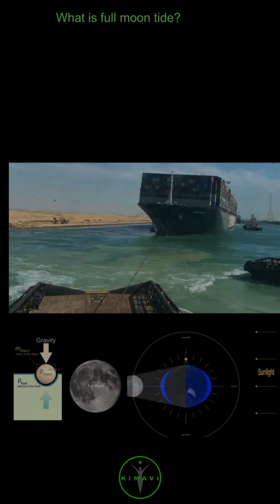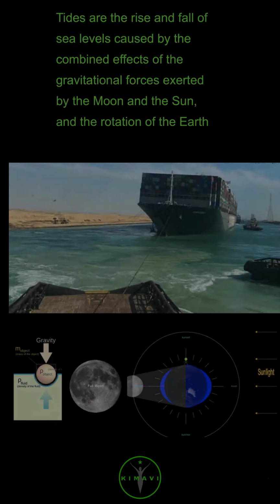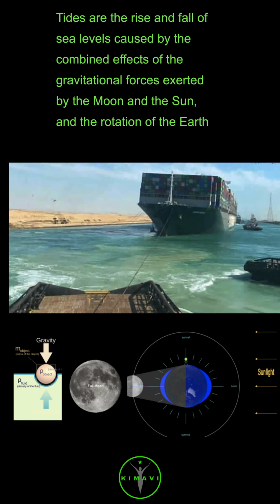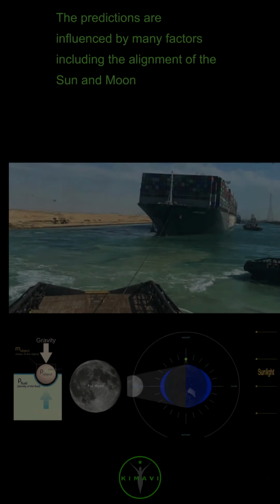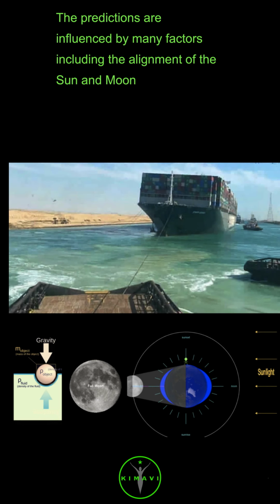What is full moon tide? Tides are the rise and fall of sea levels caused by the combined effects of the gravitational forces exerted by the moon and the sun, and the rotation of the earth. Tide tables can be used for any given locale to find the predicted times and amplitude or tidal range. The predictions are influenced by many factors, including the alignment of the sun and moon.